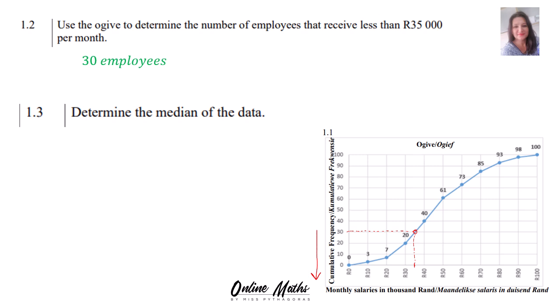Number 3, determine the median of the data. Now the median is the middle value. There's 100 employees, so the middle value will be at 50 employees. So then we go to 50 employees and we go across to the curve and down, and we can see it's right in the middle between 40 and 50,000. So therefore the median of the data will be 45,000 Rand.